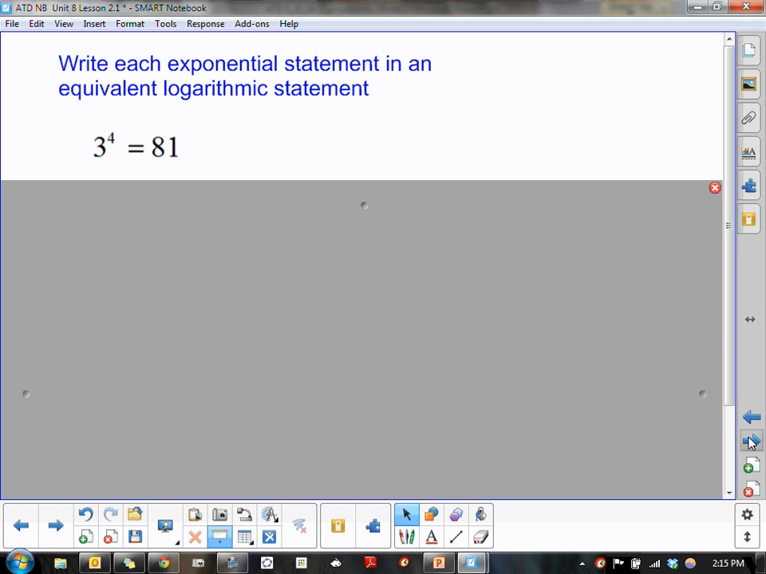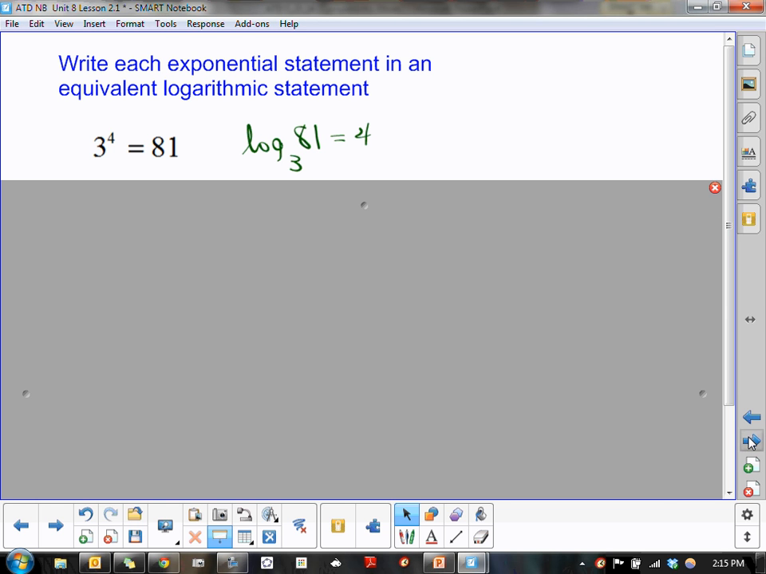Maddie, you look confident. What did you put? Log of 3... That's exactly right. Let's work on reading these. This is log of base 3 of 81 is 4.